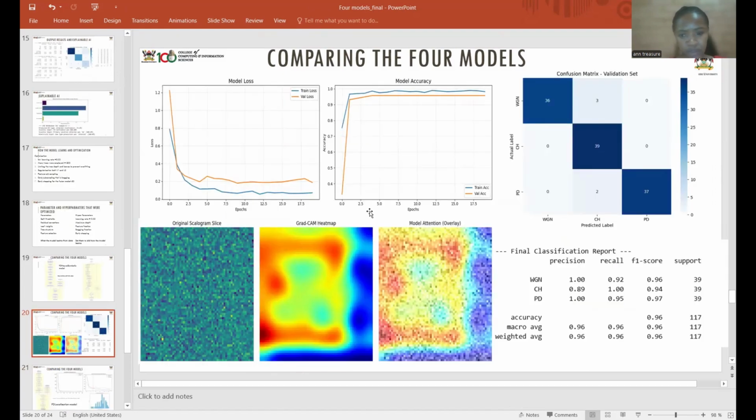So with this model, the accuracy was 96%, and then you see which areas in the graphs the model paid attention to, which area in the scaleogram had more prediction power, whereby the red parts represent the area that had the high prediction power. And then from these graphs, we're able to see how the model trained, and we're able to see that since they are smooth and following each other, there was low overfitting.